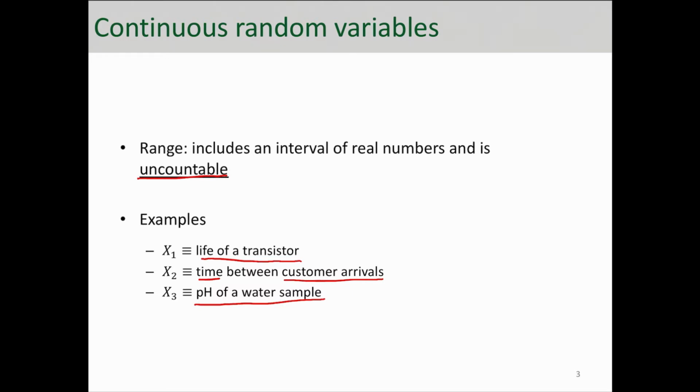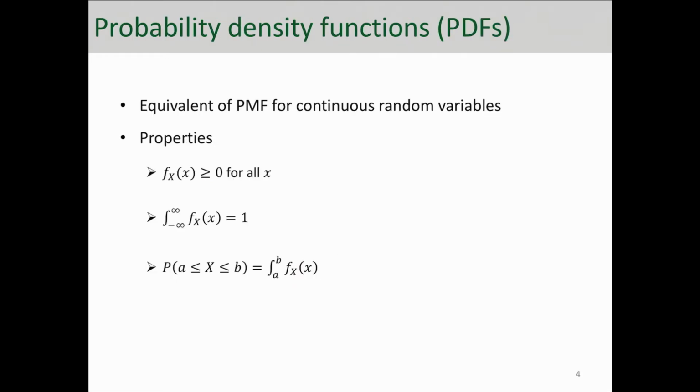Let's get started on how we can calculate probabilities associated with continuous random variables. In order to do that, we have to have the probability density function, or PDF. The probability density function is the equivalent of the PMF, but for continuous random variables. You remember in discrete random variables, we had the probability mass function, or PMF, which we used to calculate probabilities. Here, the same concept is called the probability density function, or PDF.